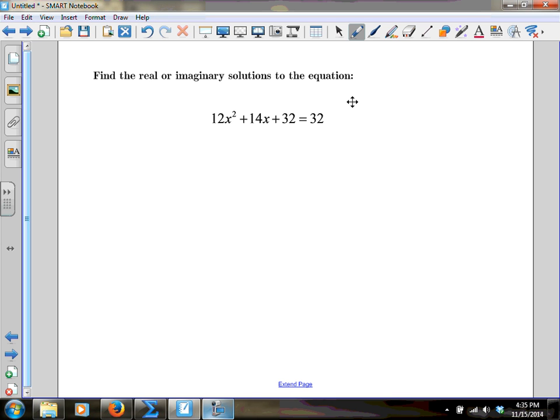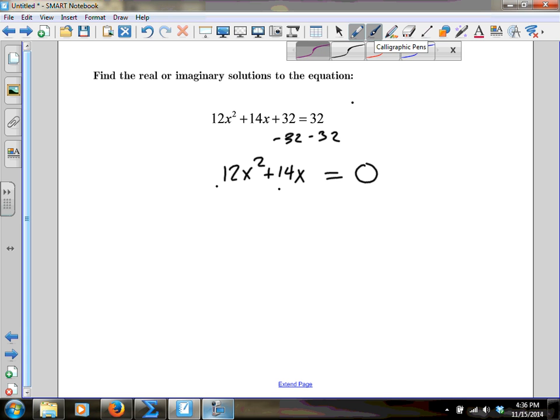So here's what I'm going to start by doing. I'm going to subtract 32 from both sides. That's going to give me 12x squared plus 14x equals 0. Now when I run into a situation where I have an a term, a b term, but no c term, I am going to try and solve by factoring. And the reason for that is I know one of my answers is going to be very, very simple. One of my answers is going to be 0.